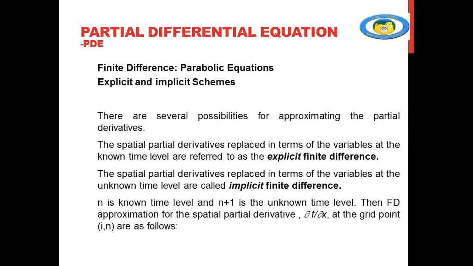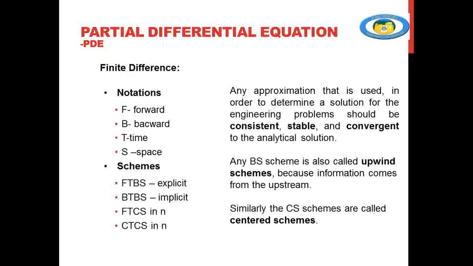Now, you may have representations where F represents forward, B is backward difference, T is time, and S is space. So a scheme of FTBS is forward time, backward space. BTBS is backward time, backward space. FTCS is forward time, centered space. CTCS is centered time and centered space.